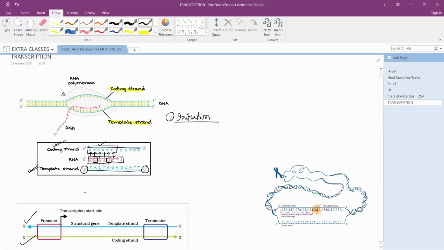So first of all, you have to understand the initiation step. Initiation is the step during which RNA polymerase binds to the promoter region on DNA. If someone asks where you will find the promoter region, you can tell that it is found at the 3' end of the template strand, or you can say that it is found at the 5' end of the coding strand.